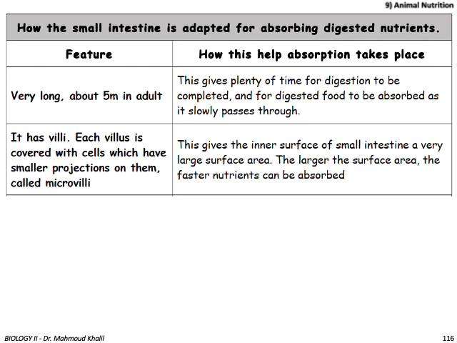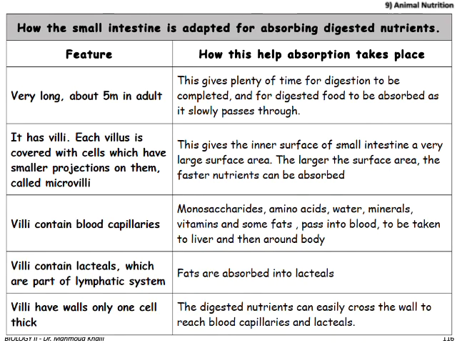It has villi. Each villus is covered by a lot of smaller projections called microvilli, and this of course increases the surface area for absorption. The larger the surface area, the faster the nutrients can be absorbed. Villi also contain blood capillaries, and these aid the movement of monosaccharides, amino acids, water, minerals, vitamins and some fats into the blood, to be taken to the liver and then around the body. The villi also contain a lacteal, which is a part of the lymphatic system, for the fats to be absorbed into.